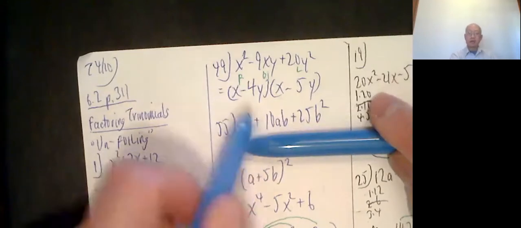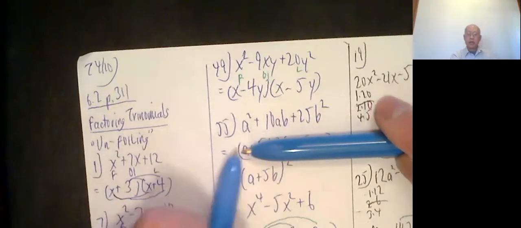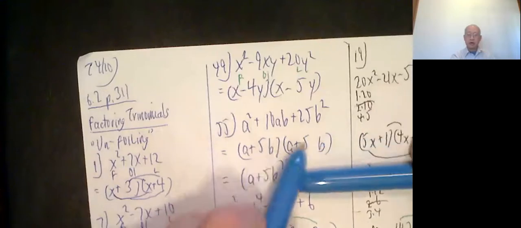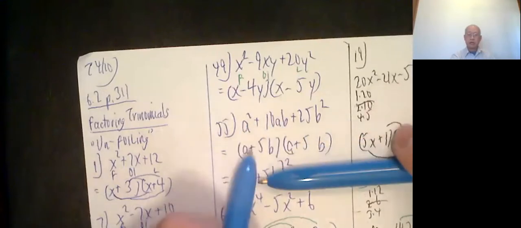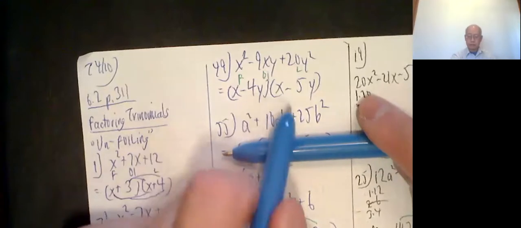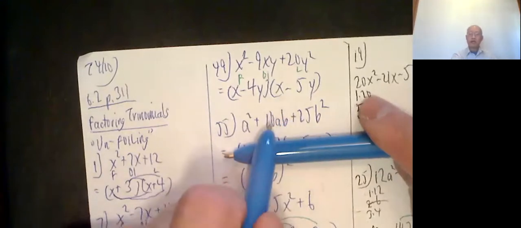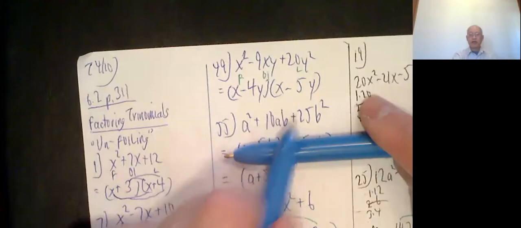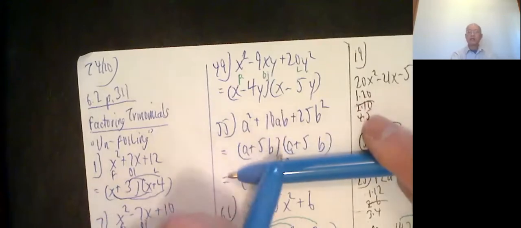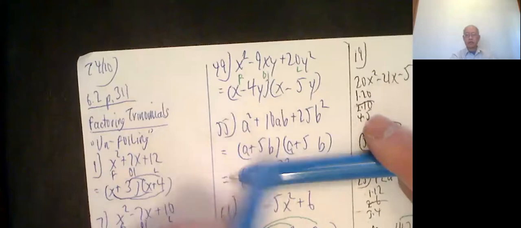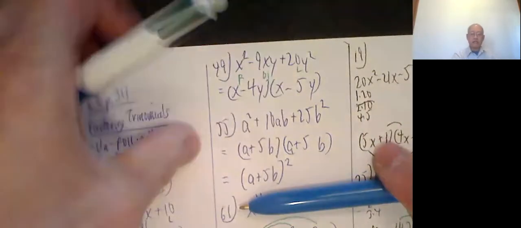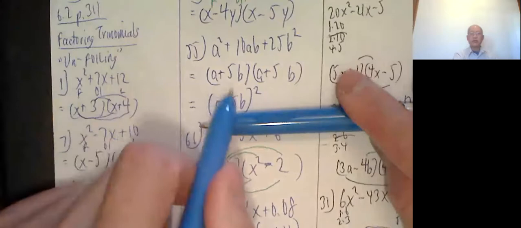A squared plus 10ab plus 25b squared. A squared is a times a, b squared is b times b, plus plus is plus plus. 25 and 10, 5 and 5. 5 plus 5 is 10, 5 times 5 is 25. The last little tidbit here is anytime you see these match, you're supposed to write it as a square. So the best final answer is (a plus 5b) squared.